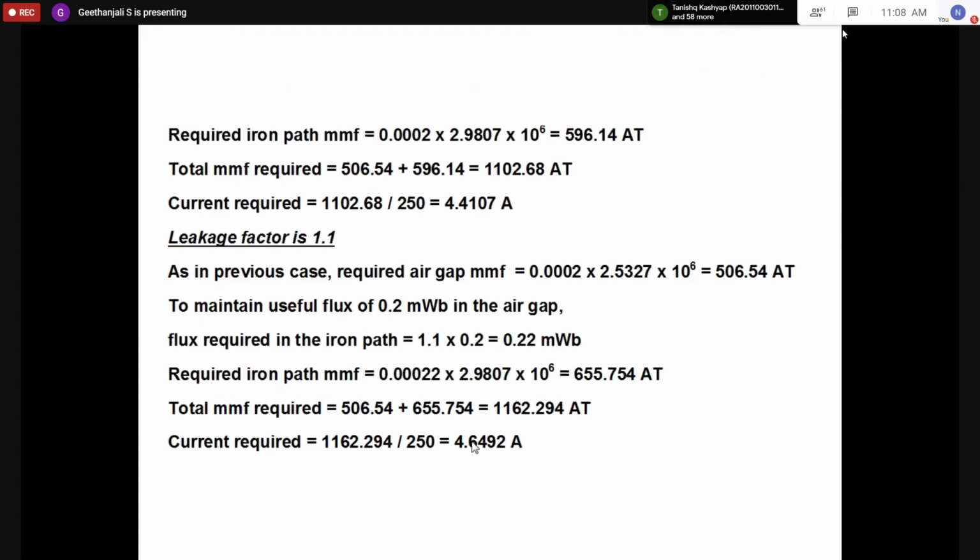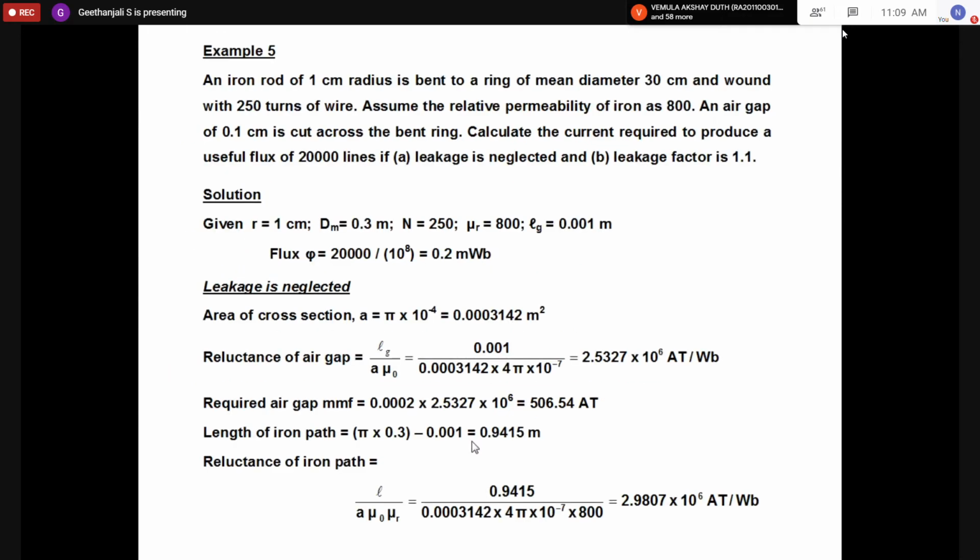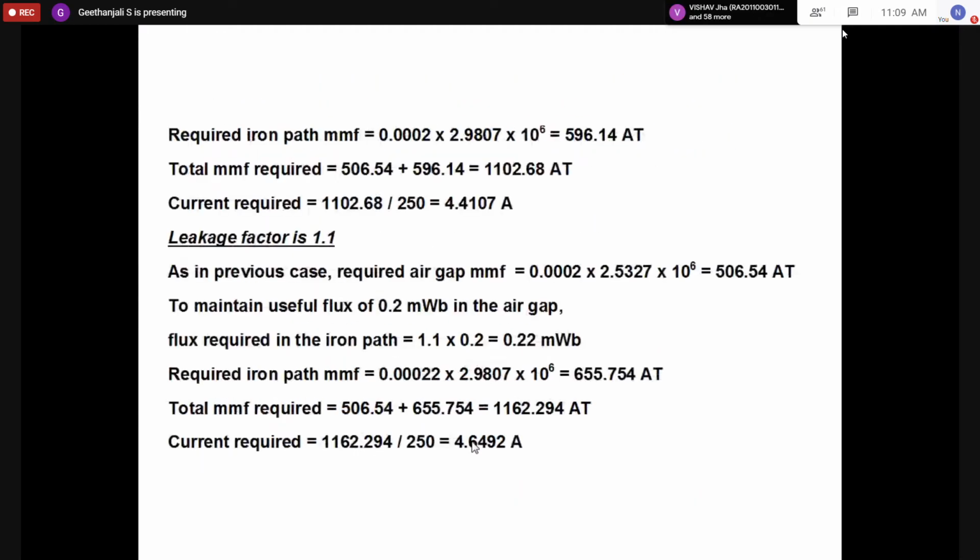Next, required iron path mmf. mmf is equal to 5 into s, which you have calculated. So the total mmf is the mmf required for the air gap plus the mmf required for the iron path. So add the two values.